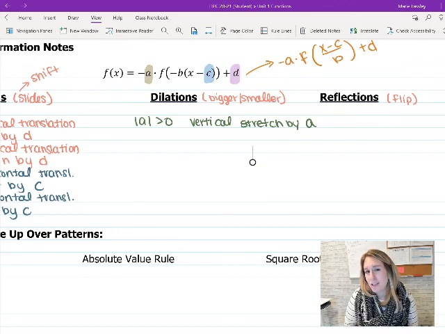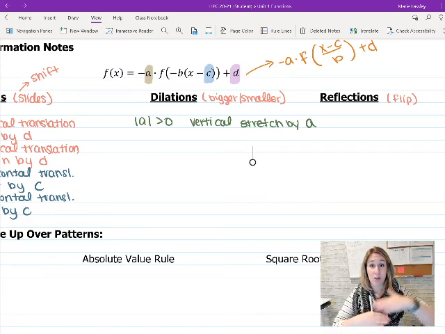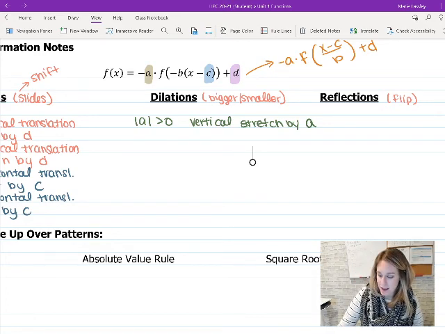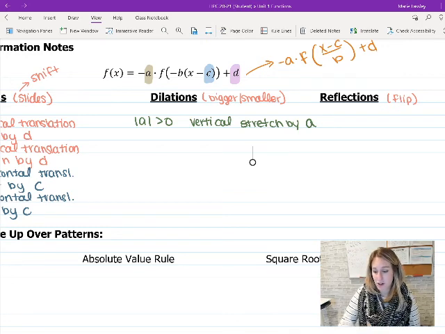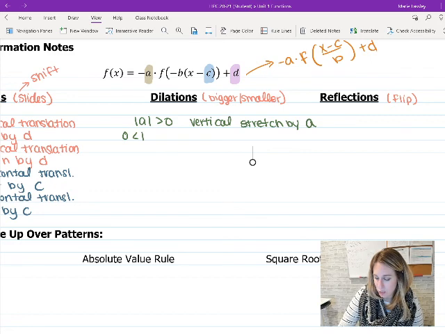I shrink and stretch, those are probably the better words to use. Now if A is a stretch, this is going to make our graph vertically stretched, so skinnier, taller. And if A is not negative, but a fraction, somewhere between 0 and 1.